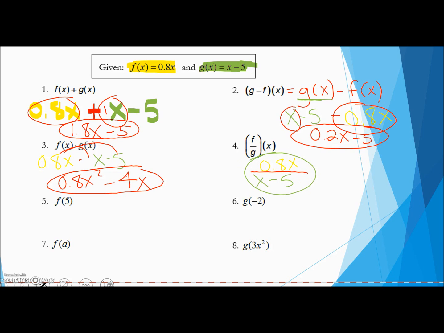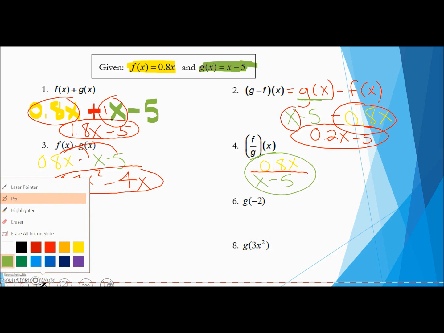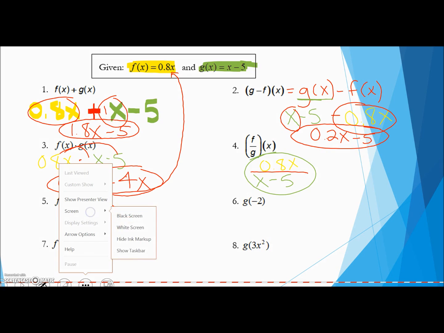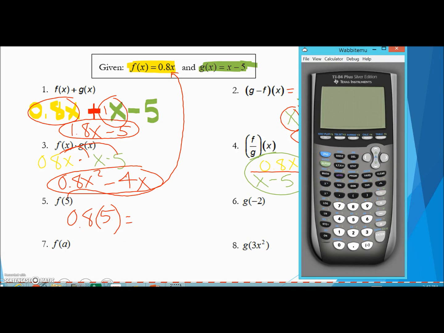All right, 5 is a little bit different. F of 5, we should have done this in Algebra 1. All that's saying is it wants you to plug 5 into the f function. So once you take this 5 and plug it in for that x right there, you have 0.8x, but instead of the x, you have a 5 there. And you can do that right on your calculator. So I just do 0.8 times 5, and you hit enter, and there's your answer. It's just 4.